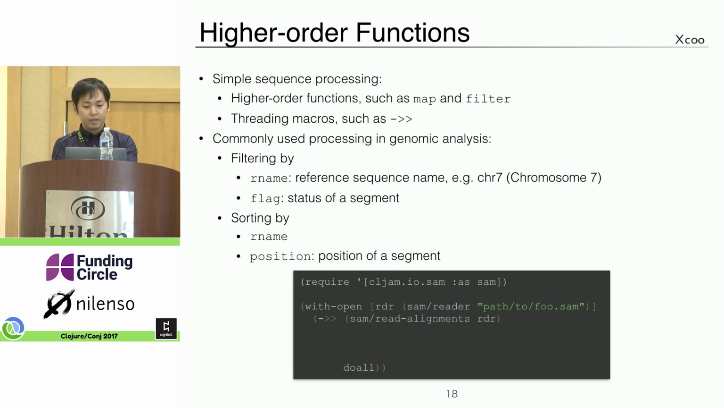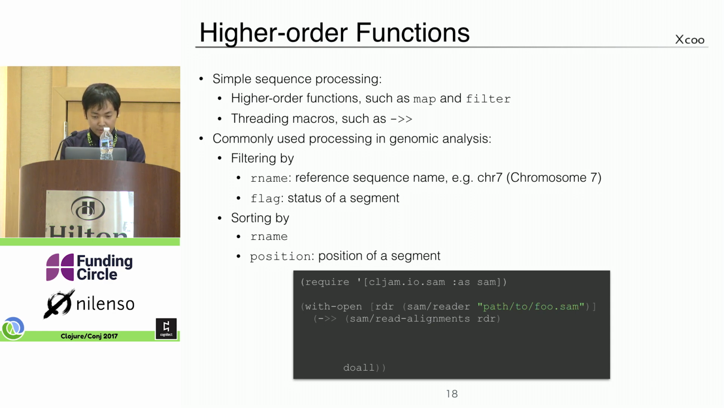Higher order functions are functions like map and filter. And in Clojure, threading macros are very convenient for sequence processing. It seems obvious for Clojurians, but it is truly useful for genomic analysis, because genomic data is actually sequence data, and sequence processing, like filtering and sorting, is a very common process.